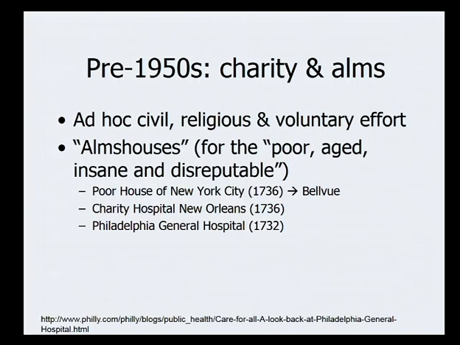So before the 1950s, the way we looked at care for vulnerable populations was really typically through charity and alms. They're typically ad hoc civil organizations, religious organizations, voluntary effort. Even some of today's important hospitals started as charitable hospitals, like Massachusetts General Hospital, a religious function type of hospital. Almshouses usually were a place to land if you didn't have a place to go: poor, aged, insane, and disreputable. But many of them then evolved into the hospitals that are quite famous in the cities where they are located.